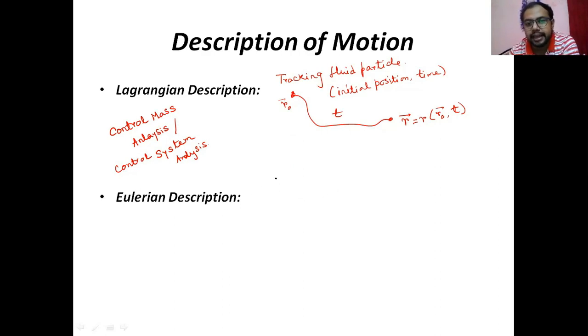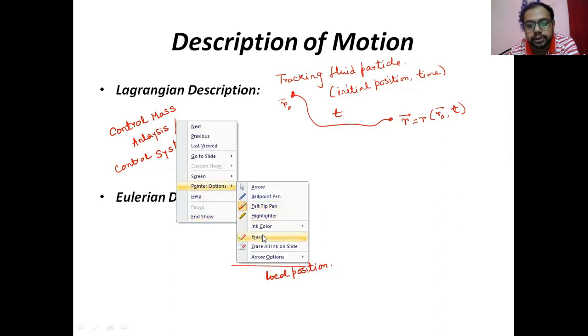Next, we will talk about the Eulerian description. In the Eulerian description, you choose a particular position, a fixed position or some portion. So many molecules are coming through this position. You fix some local position here in the Eulerian description.